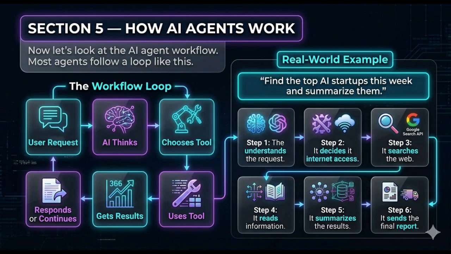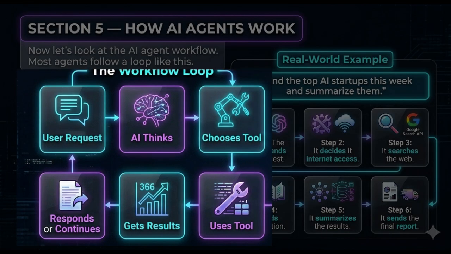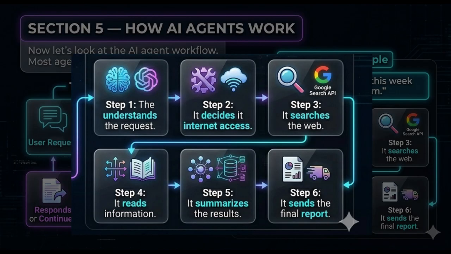Now let's look at the AI agent workflow. Most agents flow in a loop like this. There is a user request, and then the AI thinks, chooses a tool, uses the tool, and gets a result, and finally responds or continues. Let's use a real example. Suppose the user says, find the top AI startups this week and summarize them.